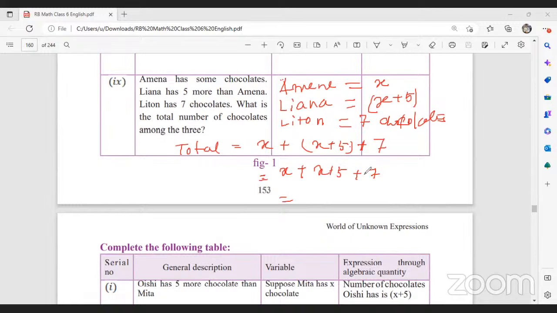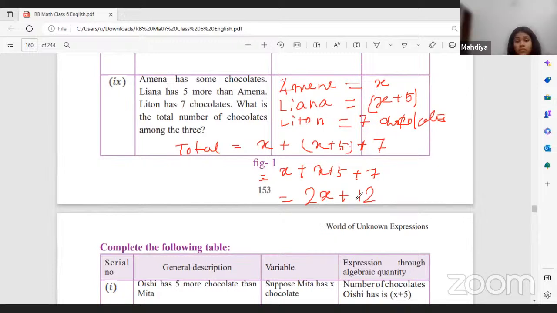X আর X add করলে কি হবে? 2x, right? Yes, sir. 5 আর 7 add করলে কি হবে? 12. As we don't have any procedure to add 12 with X, right? বুঝতে পারছি? বুঝতে পেরেছি? Yes, sir.